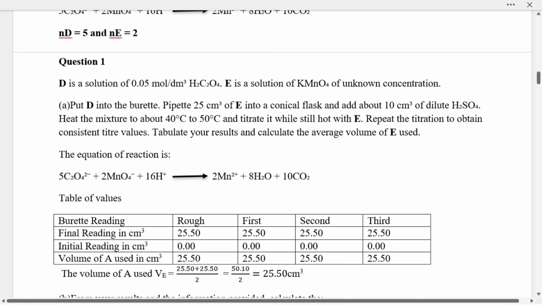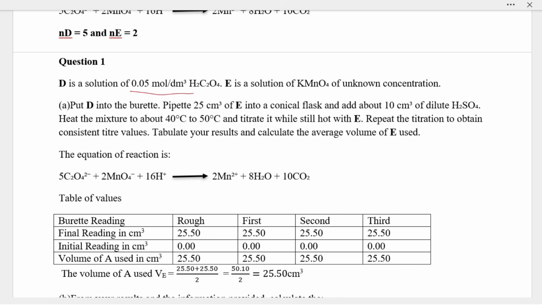Look at question 1. D is a solution of 0.05 mol per dm³ of H2C2O4. E is a solution of KMnO4. The concentration is not known. All right, you have to put E into the burette, then you pipette D into the flask and add about 10 cm³ of dilute H2SO4. Heat the mixture.